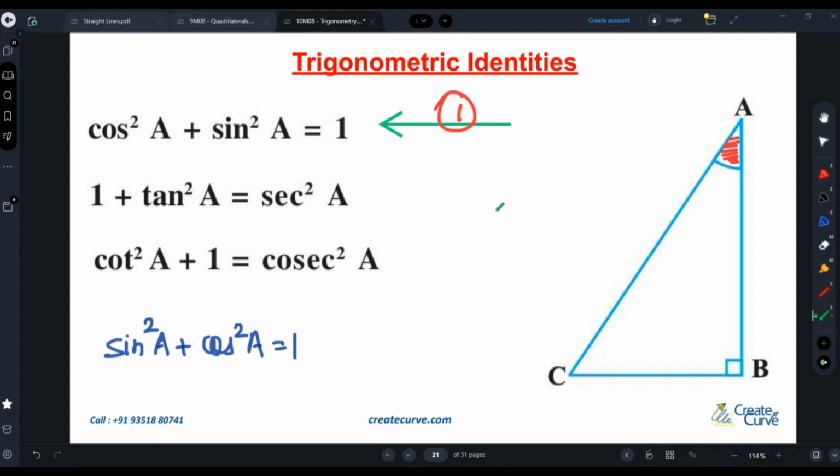Second identity is between sec and tan. 1 plus tan square A is equal to sec square A. And the third one is between cot and cosec. The identity is saying cot square A plus 1 is equal to cosec square A.